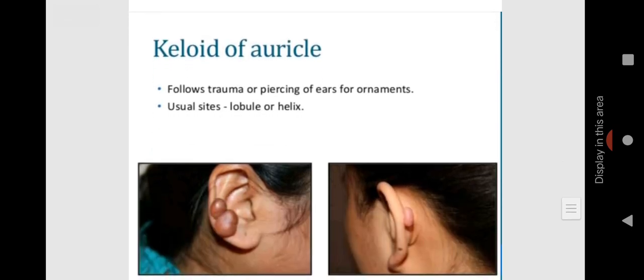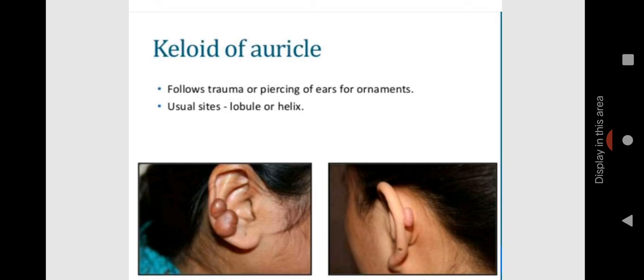Keloid is mainly caused by trauma or piercing of the ear for ornaments. When you pierce the ear pinna for ornament purposes, or sometimes if there is trauma, some skin growth occurs in that area, which we call keloids. You have studied keloids last year in dermatology.